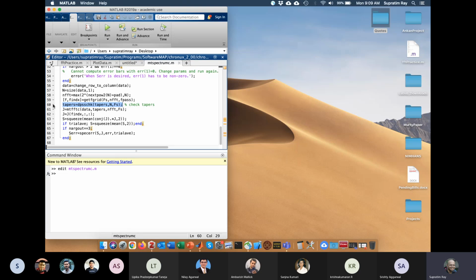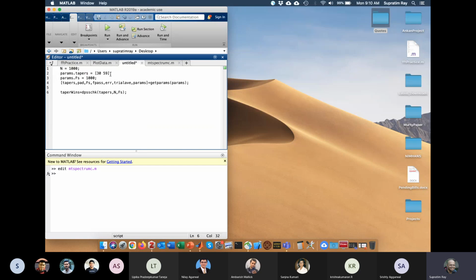And a simple strategy is to just put a breakpoint where you want. So if you click on any of these, it creates a breakpoint. And then when you run the command, it will just come and sit here. And then you can see what each command is doing because you will be able to see all the variables here. So I just wanted to show you a little bit about mtspectrumc, the tapers.